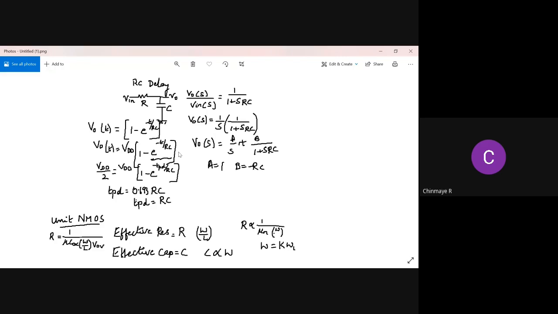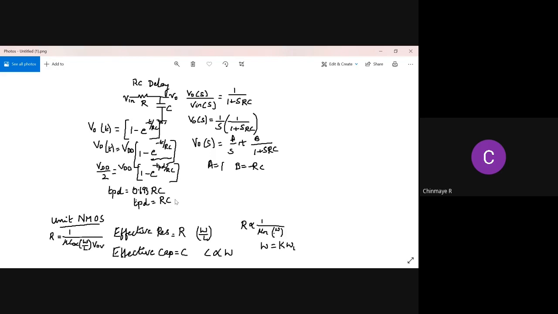Then I actually gave a definition for the propagation delay, right? We want to see what time it takes for the output to rise to VDD by 2 from the time the input rises to VDD by 2. So for an output VDD by 2, we calculated TPD. This was ln 2 RC. So that's 0.693 RC. So from now on, even though this is there, we conveniently ignore this and represent it as RC. But the more accurate one is always ln 2 times RC.